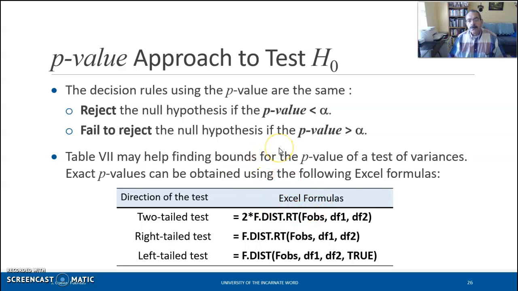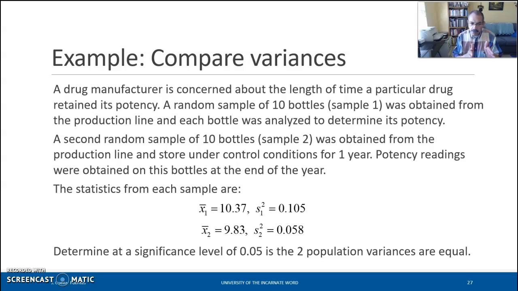All right, so with this, I stop this recording. In the next section, we're going to look at an example.